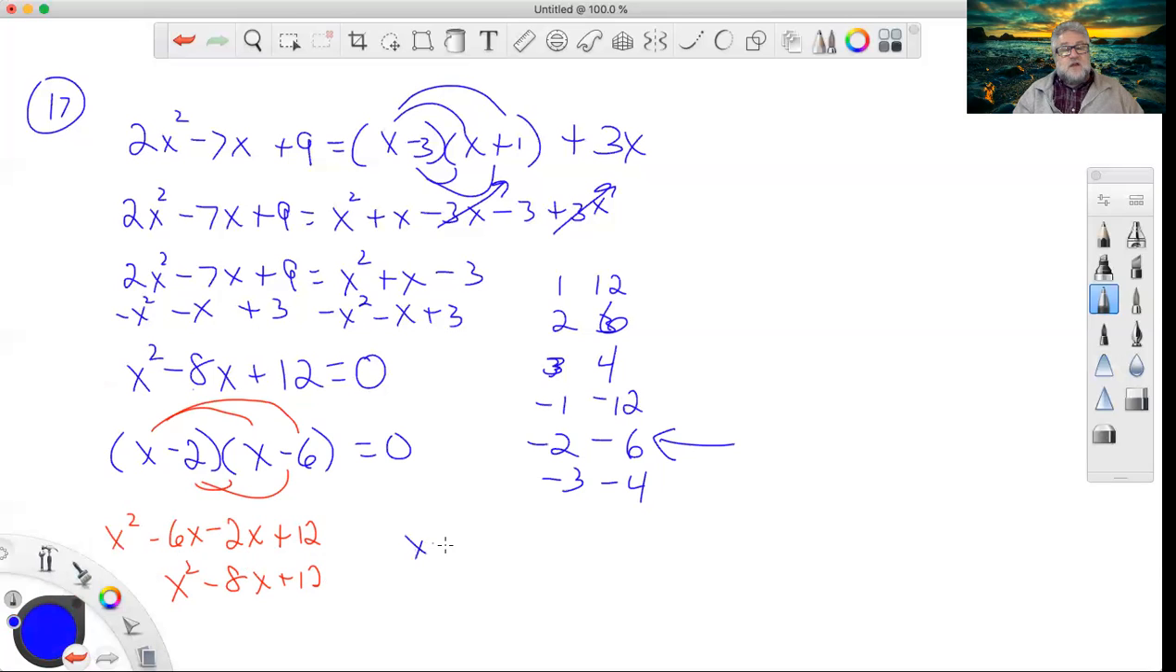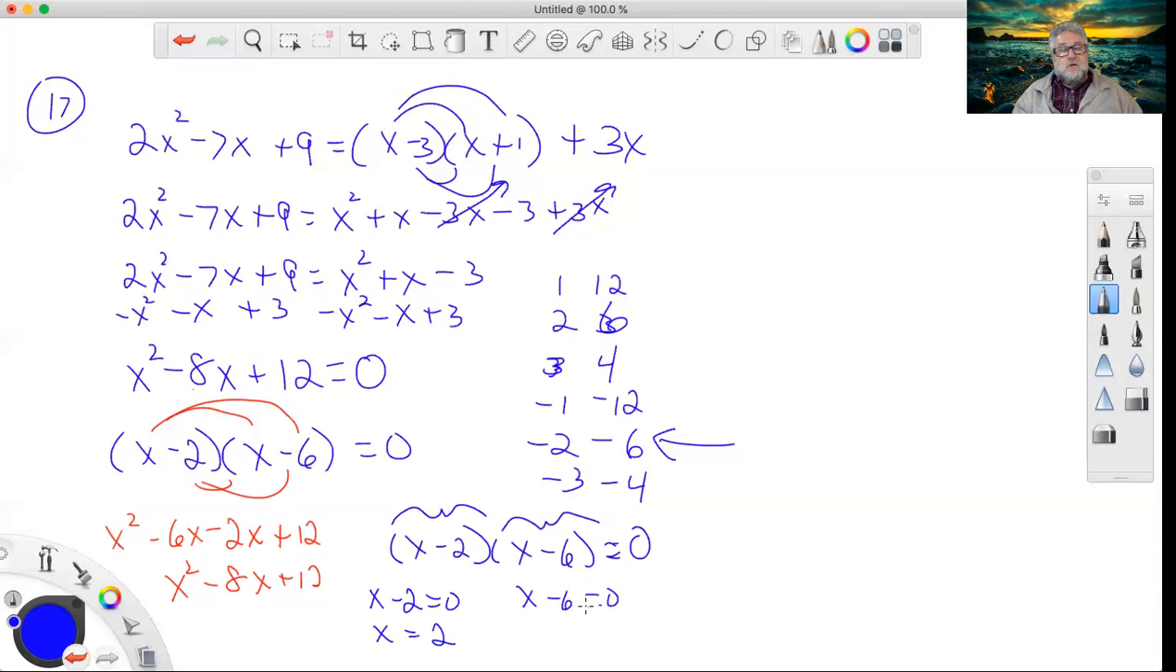So if we have x minus 2 times x minus 6 equals 0, the only way this can be true is if this factor is 0, or if this factor is 0. So I set the factors equal to 0 and I solve for x. And I have x equals 6 or 2. There's two solutions because it's to the second power. Here are our solutions. That was not as miserable as I thought.